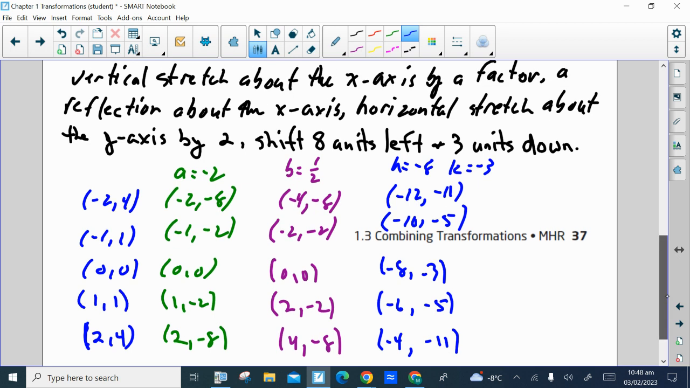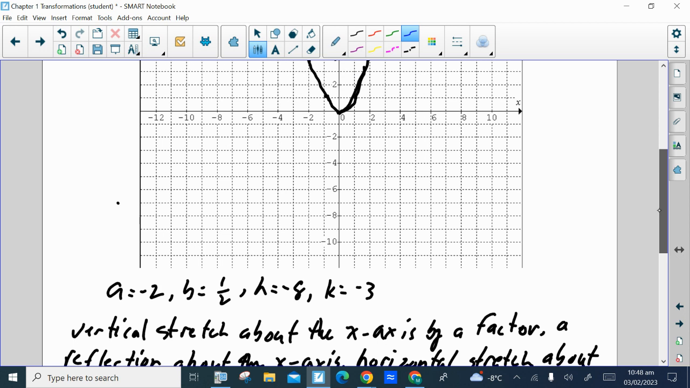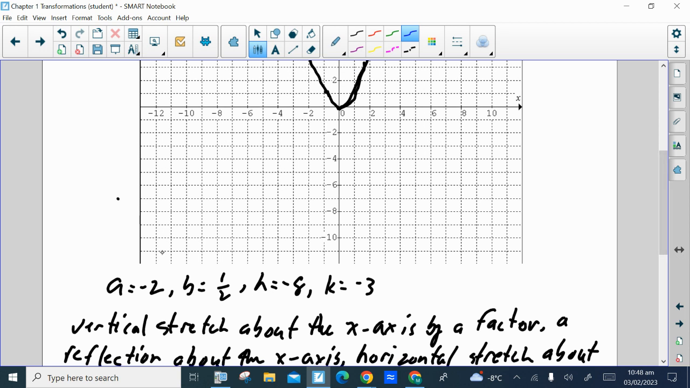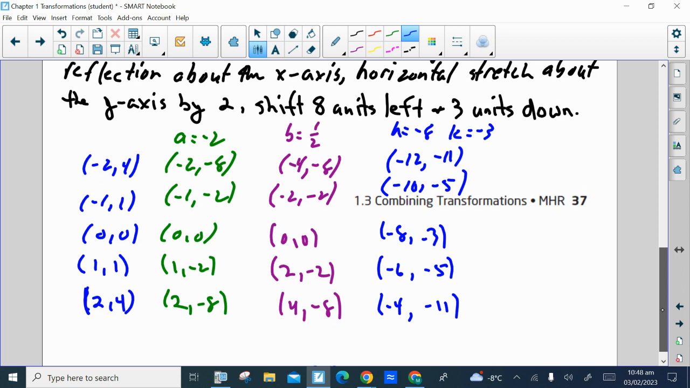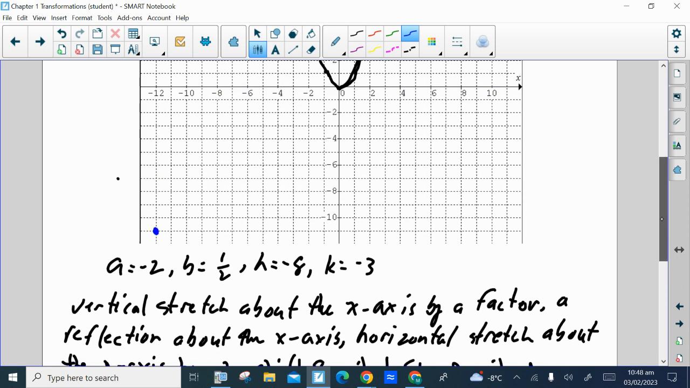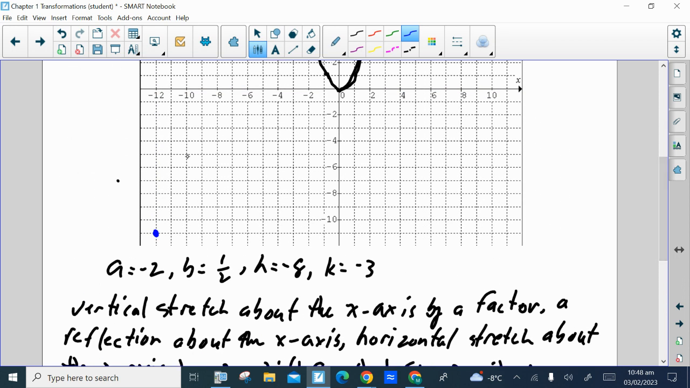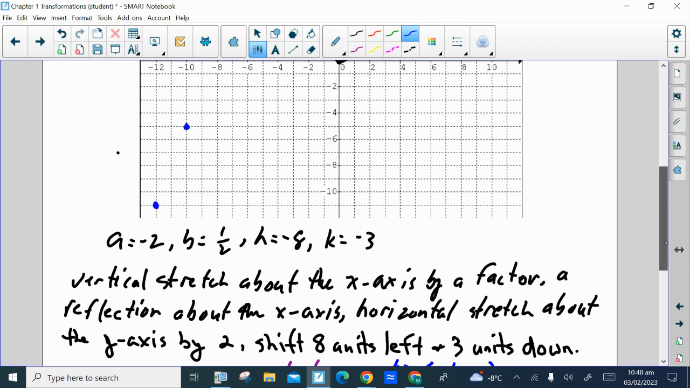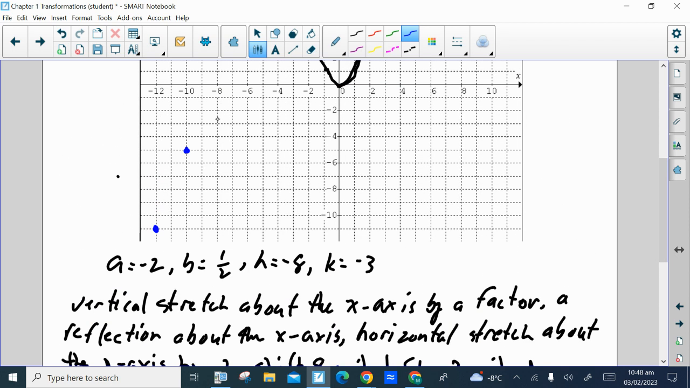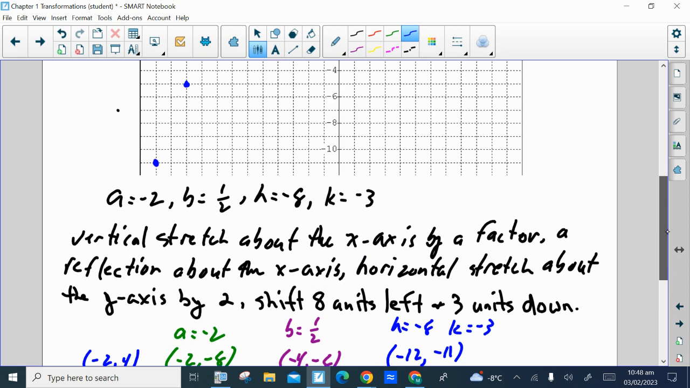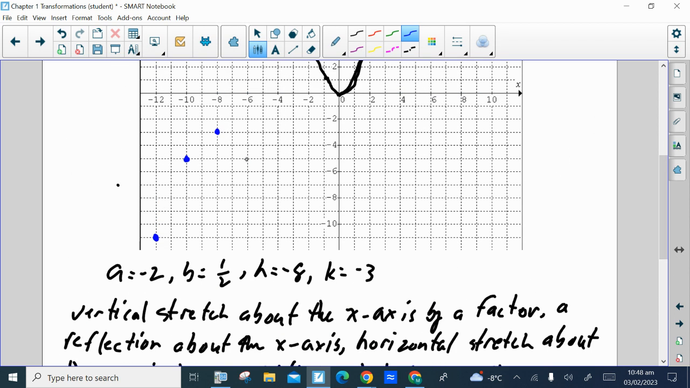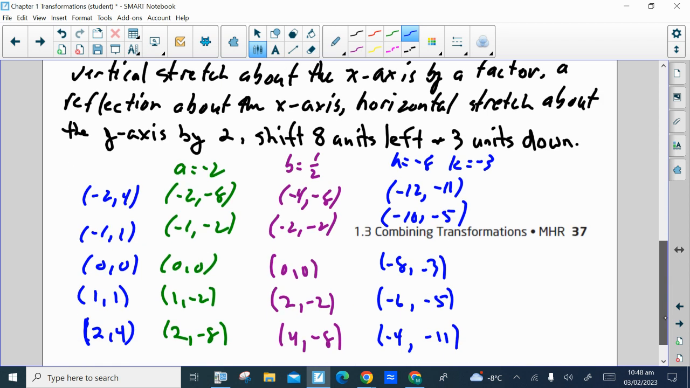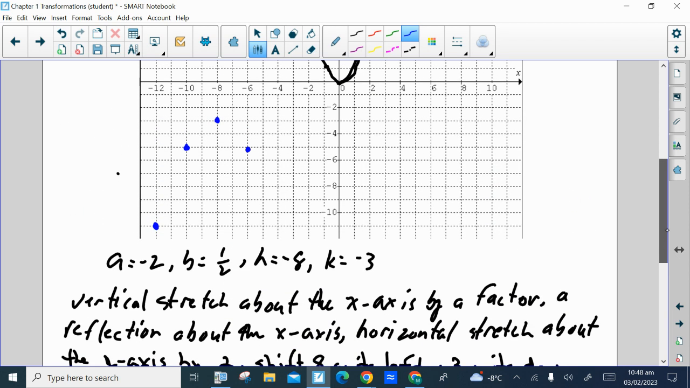So I'll put these points on our graph, the first being (-12, -11). The next (-10, -5). (-8, -3). (-6, -5). And (-4, -11).